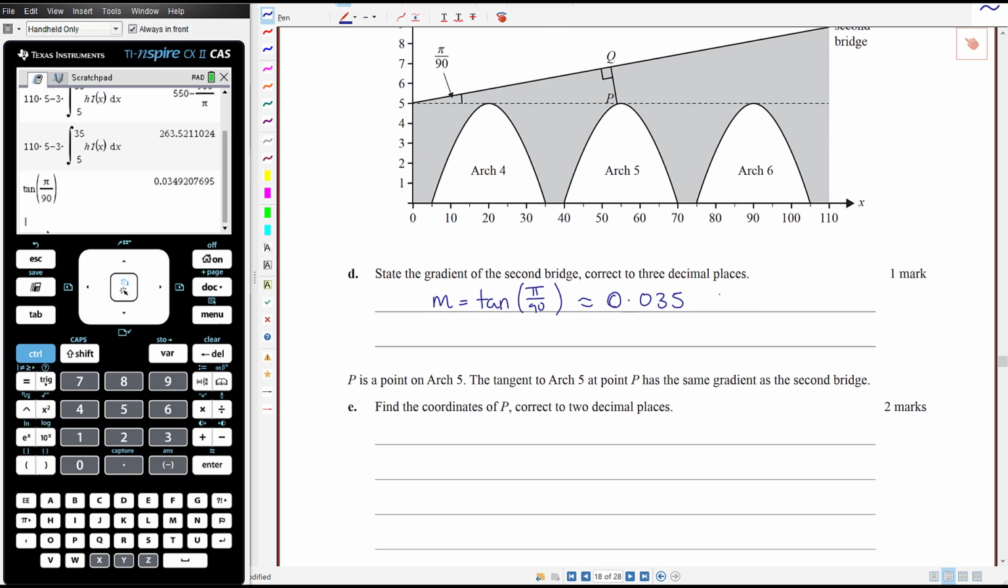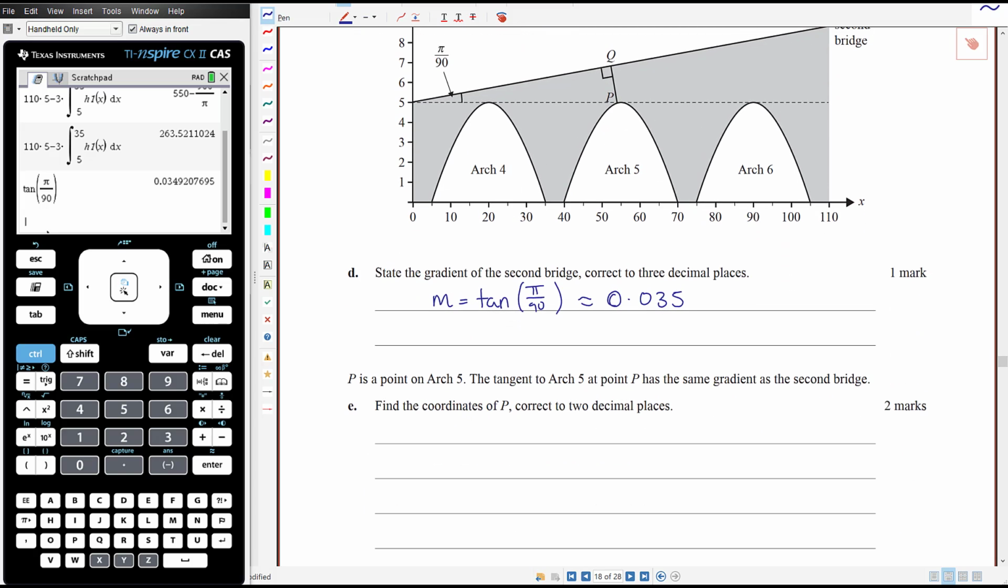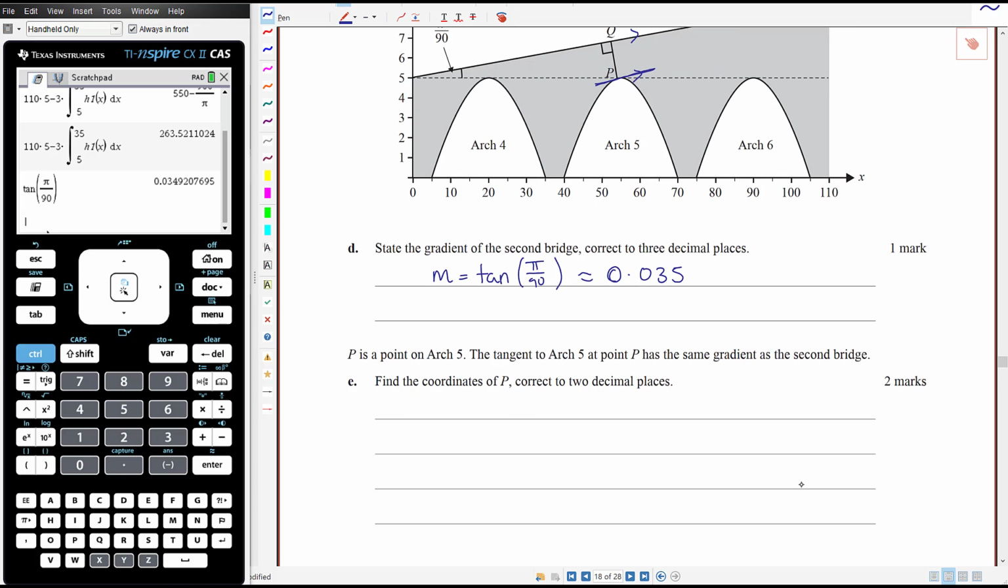Okay, P is a point on arch 5. The tangent to arch 5 at point P has the same gradient as the second bridge. Okay, so the tangent here at P is parallel to here. So it also has this gradient. Find the coordinates of P correct to 2 decimal places.